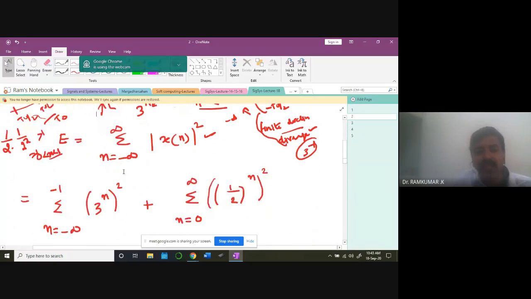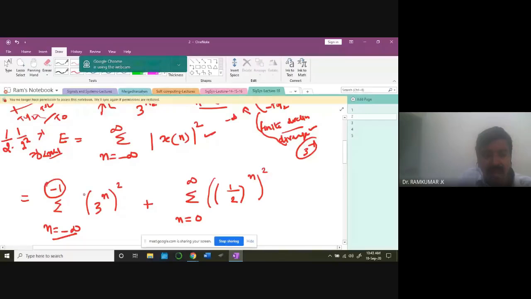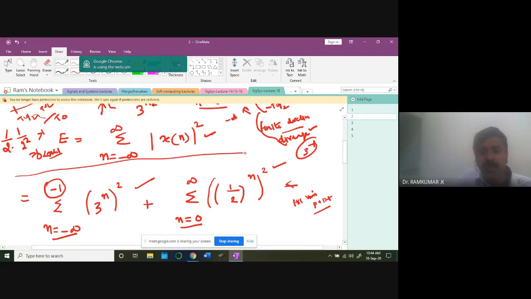Okay, so take the signal, square it. From minus infinity to minus 1, I have 3 power n the whole square. From n equal to 0 to infinity, I have 1 by 2 to the n the whole square. So these two you have. Anybody having difficulty till this point? Can I repeat anything? Can everybody do this till this step?